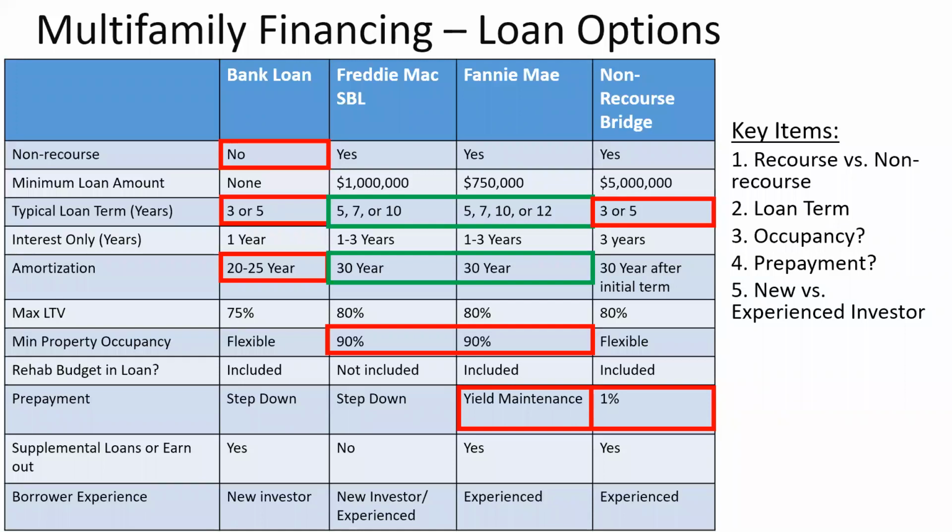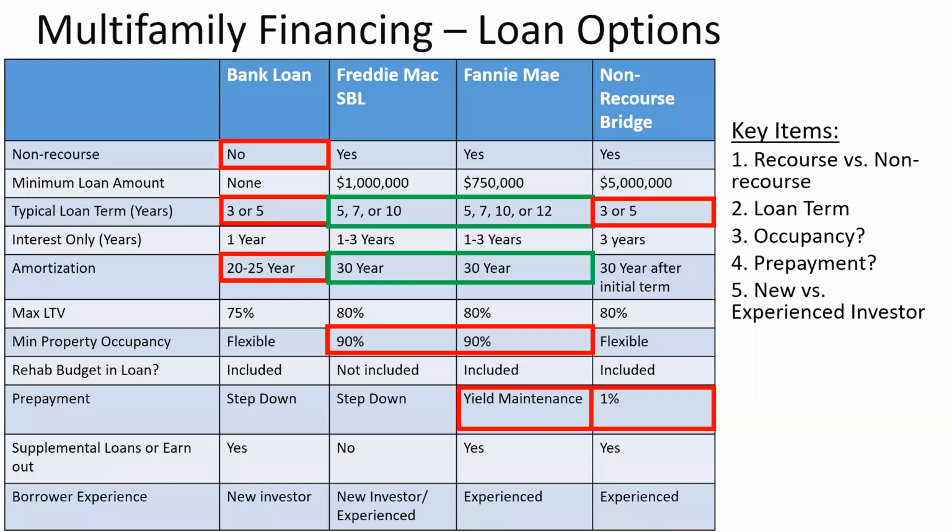And then Fannie is pretty much your standard for your B and C. A lot of people use Fannie Mae. So 5, 7, 10, 12-year loan terms are typical. 30-year AM, 1 to 3 years, 90% occupied for 90 days. The big thing on Fannie is that you have a yield maintenance prepay. So that yield maintenance prepay can be 10% of the loan amount when you go to sell the deal. It does have the option for assumptions and supplementals, though, on the Fannie Mae side.